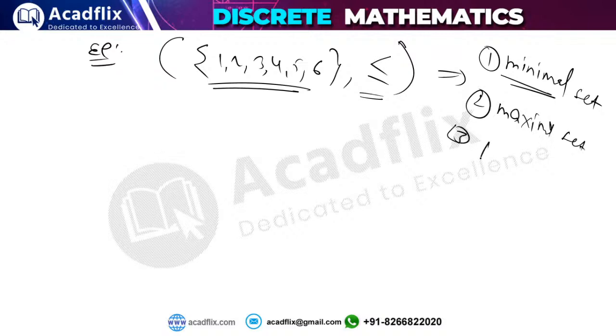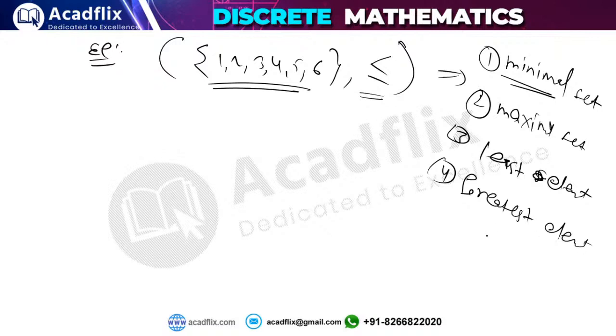You need to find the least element. If it is present, then you need to find it. If it is not present, then you need to say that there is no least element. Also you need to find the greatest element. If it is present, then you need to find it. If it is not present, then you need to say that it does not exist. So these 4 things you need to find. Try this question.